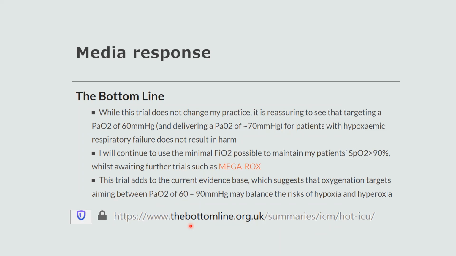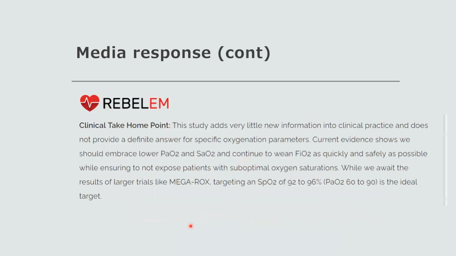it's reassuring to see that targeting a PO2 of 60 millimeters of mercury for patients with hypoxemic respiratory failure does not result in harm. And I will continue to use the minimal FiO2 possible to maintain my patient's SpO2 above 90 whilst awaiting further trials. And let's look at another blog, that's Rebel EM. It's about emergency medicine and acute care.